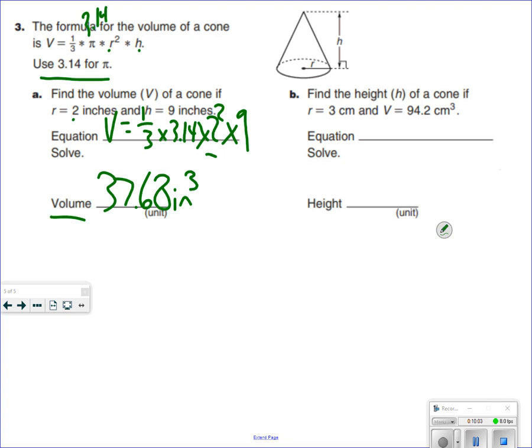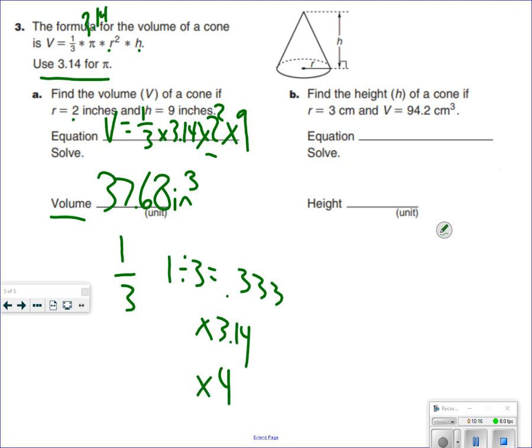Once again, all I did was 1/3, so I did 1 divided by 3. I got like 0.33333. Then I multiplied that by 3.14 on my calculator. Then I multiplied that by 4 because 2 to the second power means 2 times 2. Then I multiplied that by 9, and that's the answer I got.